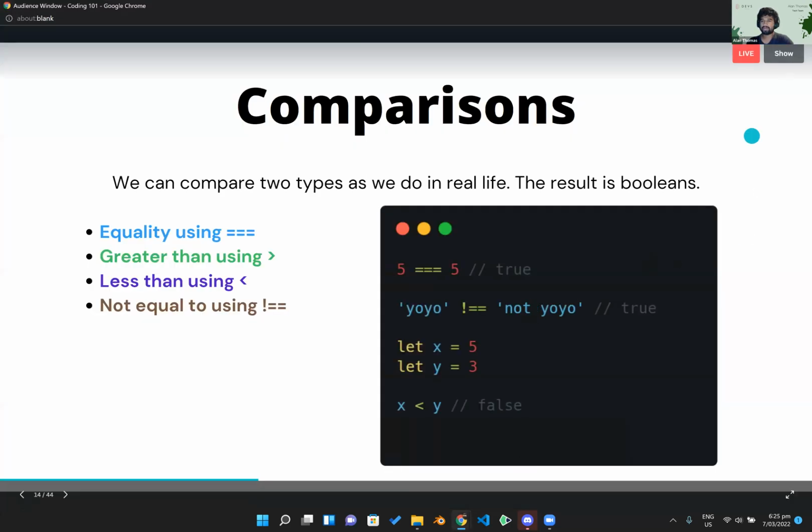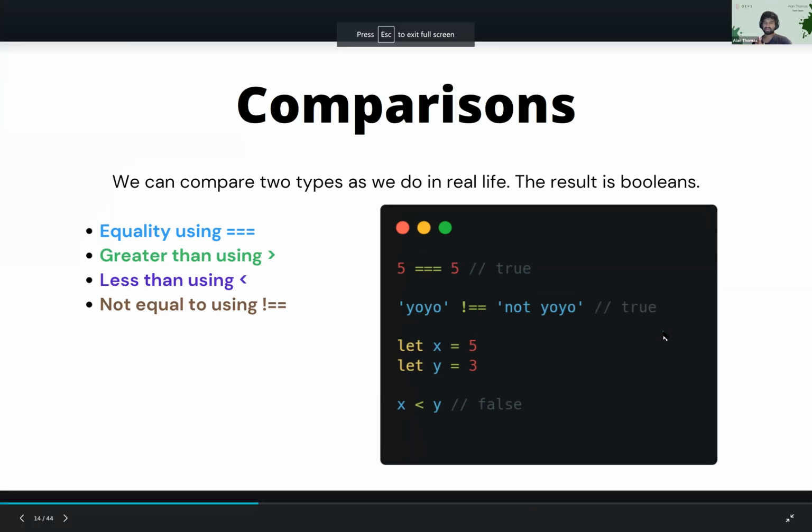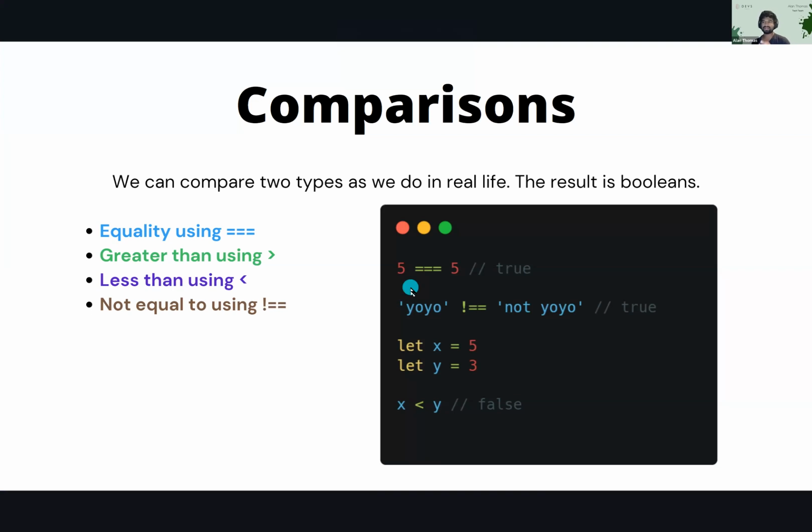Awesome. The next thing we'll be learning about is comparisons, which is an application of Booleans. Now, comparison is comparing two values. So we learned about values before, and this time we want to do certain comparisons on them.